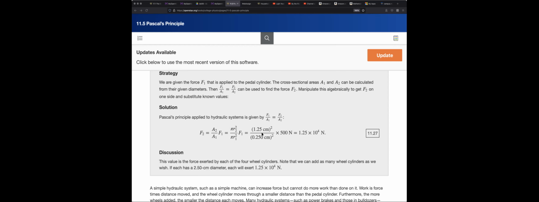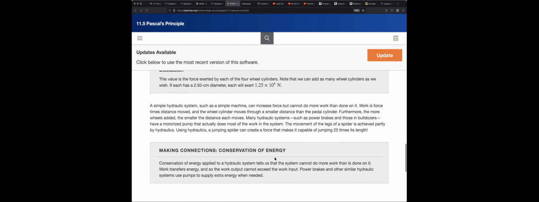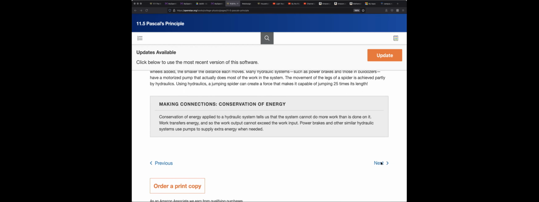1.25 centimeters is the radius of the big cylinder. 0.25 is the radius of the small cylinder. And then we have our 500 Newton force for the braking. So pushing on the brake, we're going to push with 500 Newtons this time. Plug all these into your calculator, you get 1.25 times 10 to the 4th Newtons. So that's 12,000 Newtons out from just 500 Newtons in.